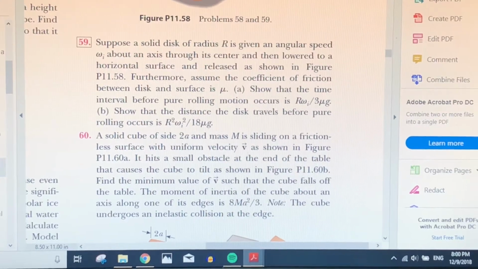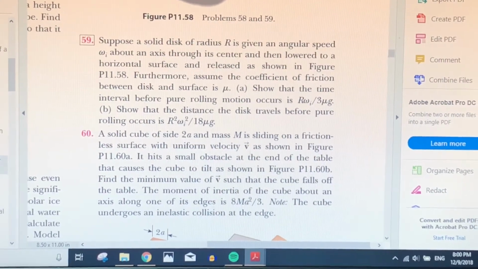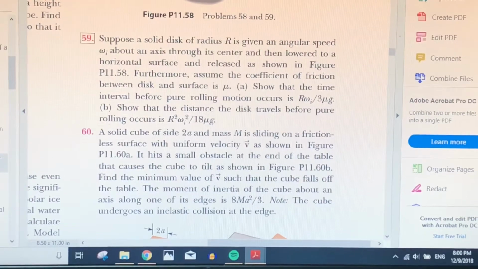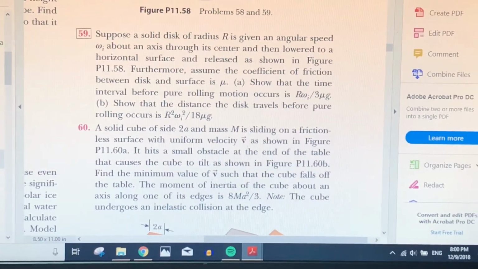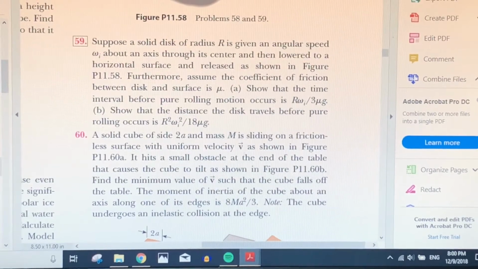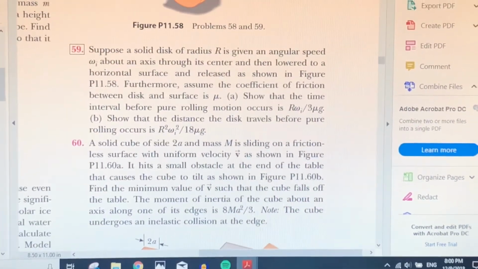Let's do problem number 59. Suppose a solid disk of radius r is given an angular speed omega initial about an axis through its center and then lowered to a horizontal surface and released, as shown in the figure.